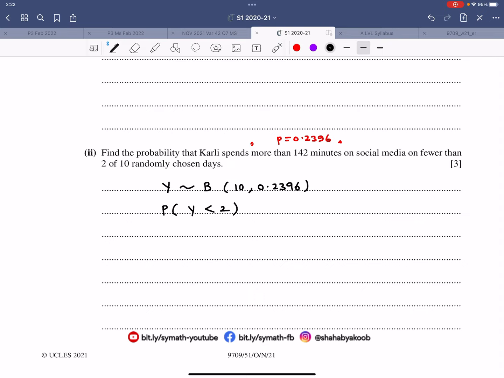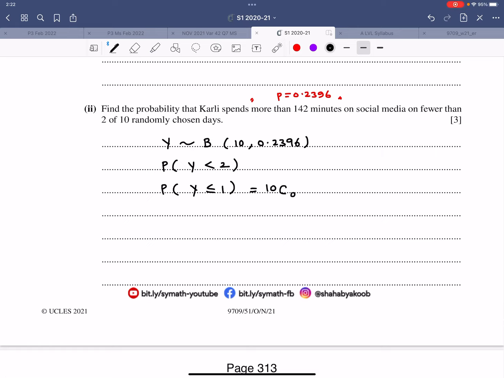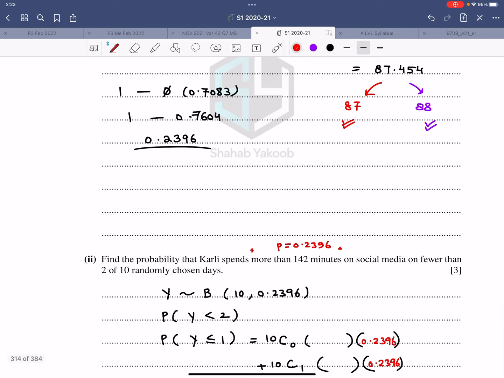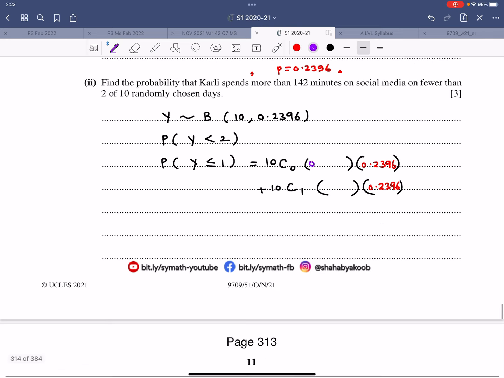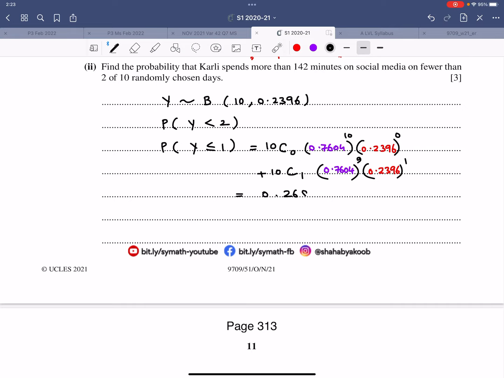Probability Y is lesser than 2. Probability Y is lesser than or equal to 1, which is 10C0 and 10C1. Basic addition. So this is 0.2396. This is 0.2396. And you already had that value up at the top. That was 0.7604. So this is your failure, 0.7604. Power of 0.2396 is 0 and 1. Power is 10 and 9. You add up both the probabilities, and this comes out to be 0.268, correct to 3 significant figures.